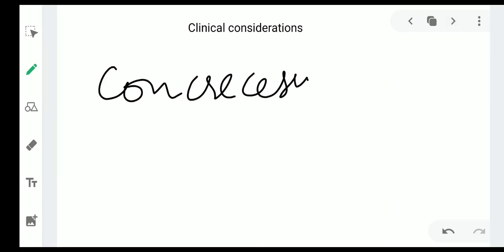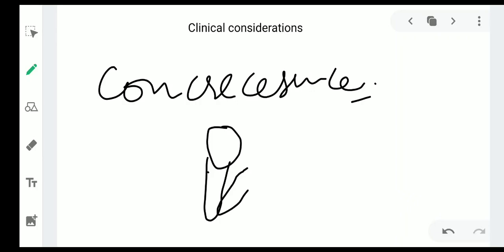Now coming to the clinical considerations, there are various anomalies related to cementum. First is concrescence. Now what is basically concrescence is, if there are two teeth which get attached to each other with the help of cementum. There is a cementum in between the two teeth. So this is known as concrescence.